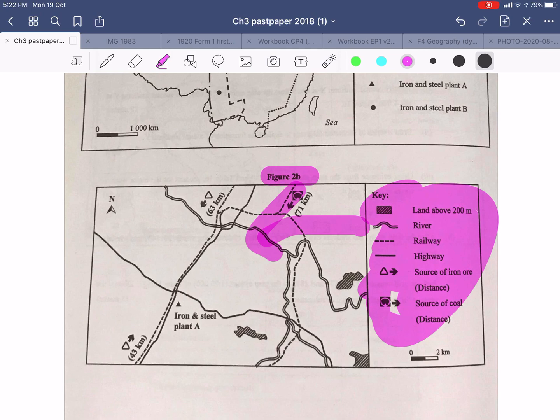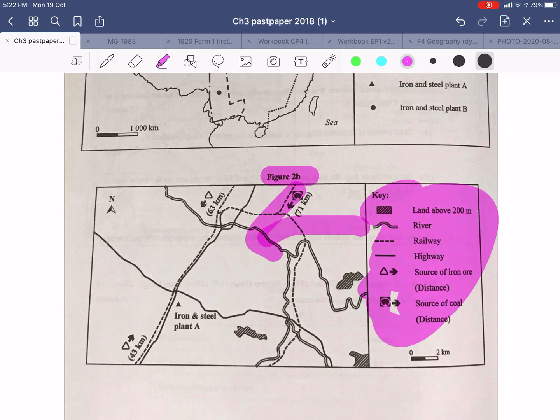How about the advantage for land, at about 200 meters? It is talking about having a lot of flat land. How about the river? The river can provide water for coolant. How about rails and the highway? Highways and railways can provide a lot of accessibility or good transport links to distribute or collect the raw material and also the finished product.